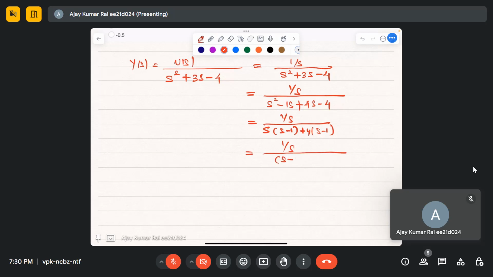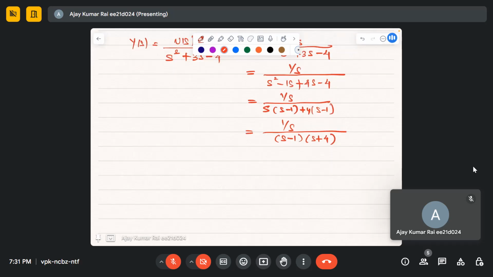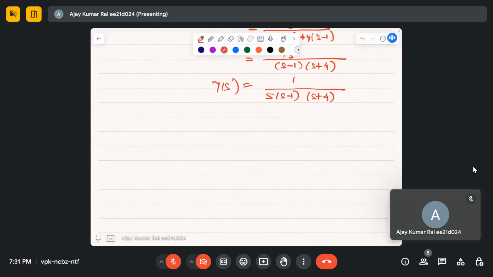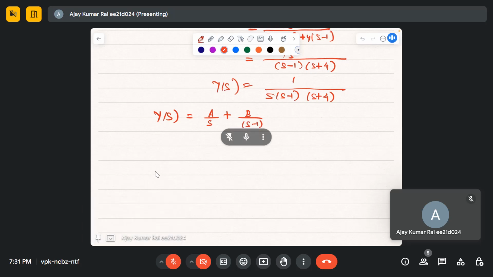So the factors are s minus 1 and s plus 4. I hope I'm doing correct. Let me check it. So this is 1 by s into (s minus 1)(s plus 4). Okay, so this is Y(s), right? Now let's find the inverse Laplace. So we can write this as a by s plus b by s minus 1 plus c by s plus 4. That we have seen in the lectures also, how to solve these types of problems.